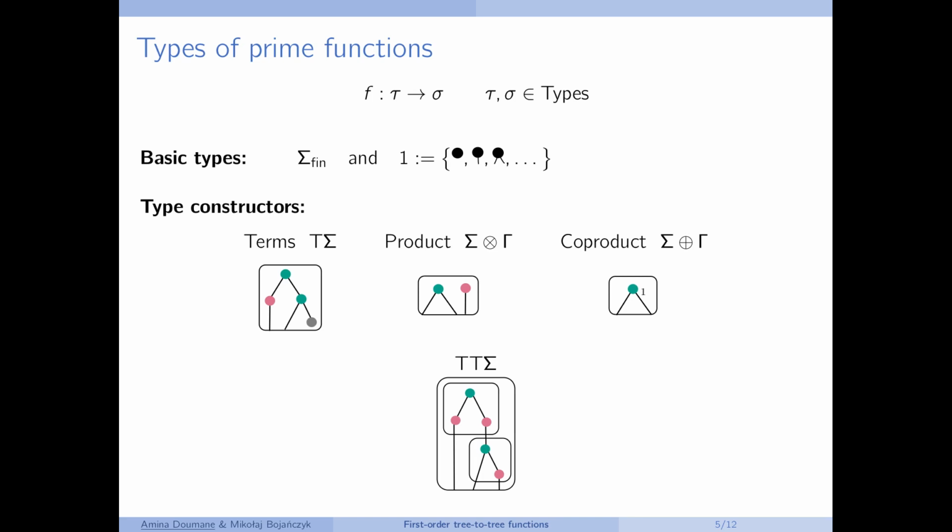Here is an example of a complex data type, the type of terms of terms. So this is an example of an inhabitant of T of T sigma. This is a term whose nodes are themselves terms.